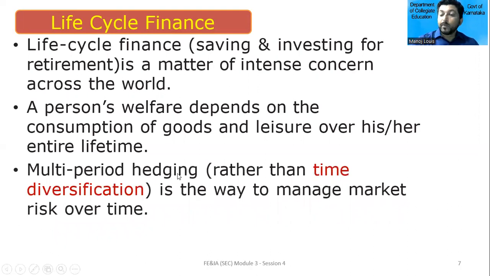We talk about multi-period hedging rather than time diversification. This is the best way to manage market risk over time. Multi-period hedging. See, the point is very simple. When I know that I need to buy a car at the end of 10 years, I have got 10 years to take that risk. But when I reach the ninth year and I believe I have sufficient funds, in the 10th year we need to go ahead with zero risk, because I have achieved it in the last 10 years and this last 1 year is not the time to take it.